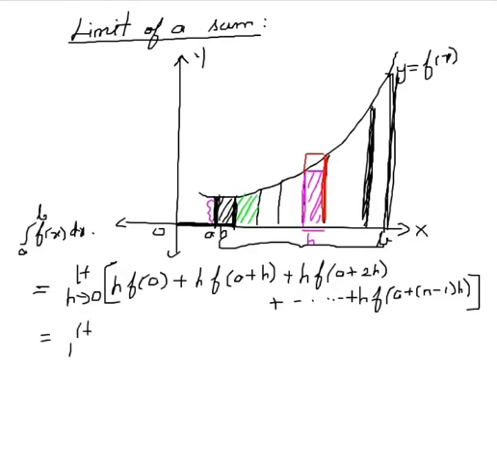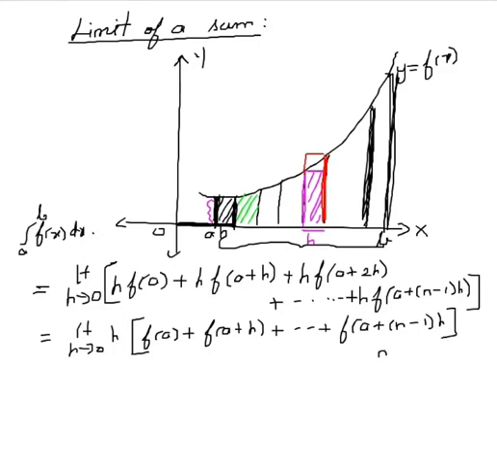h is common, we can take h out. Therefore, limit of sums formula is limit h tending to 0 of h into f of a plus f of a plus h plus etc. The last term will be f of a plus n minus 1 times h, where nh is b minus a.